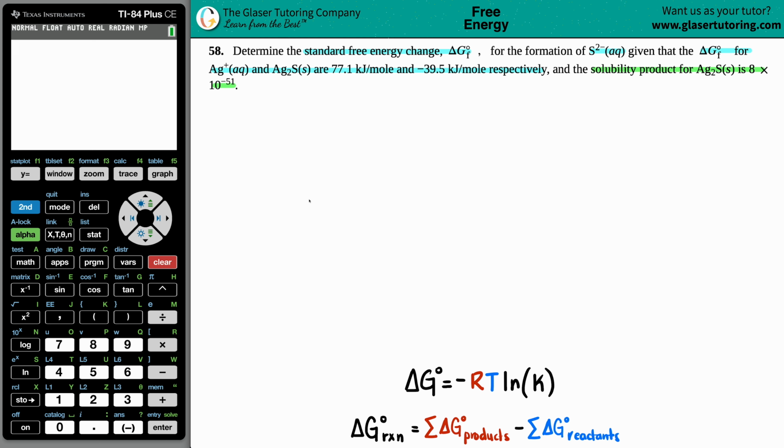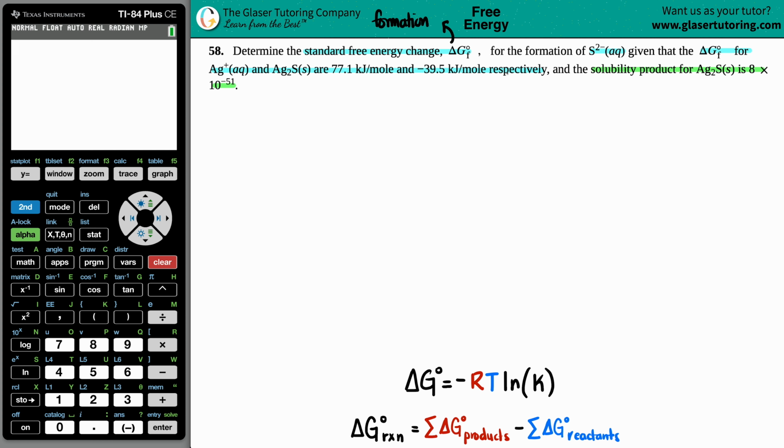Let's see. We want to solve for the standard free energy. So I'm looking for some type of delta G. And just know that when they're looking for a delta G F, F stands for formation. When you're looking for a formation delta G value, you're only looking for one specific component of the balanced equation. You are not looking for the total delta G. So whenever they're asking for a delta GF, that means you're looking for one specific one. And it seems like we're looking for the S2 minus.